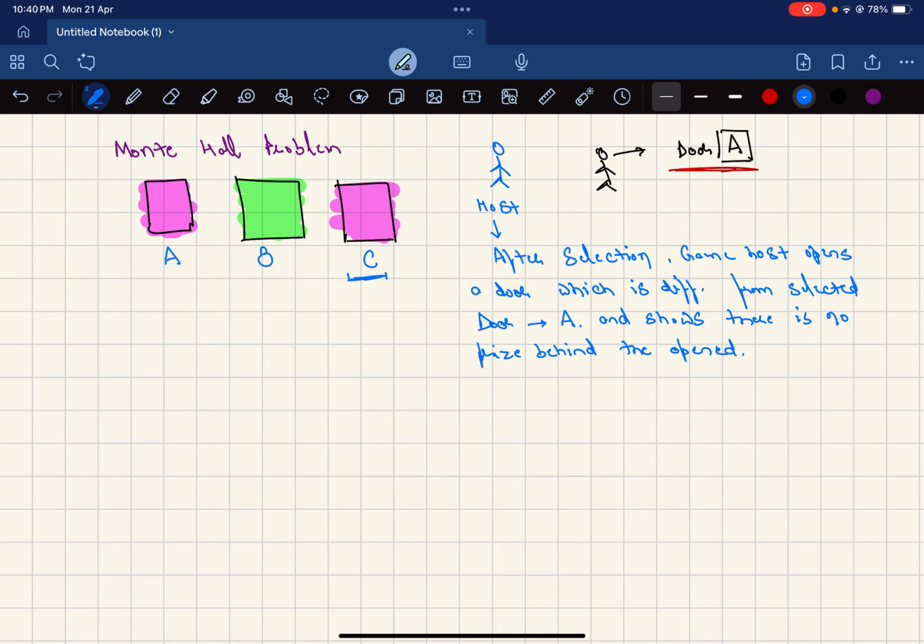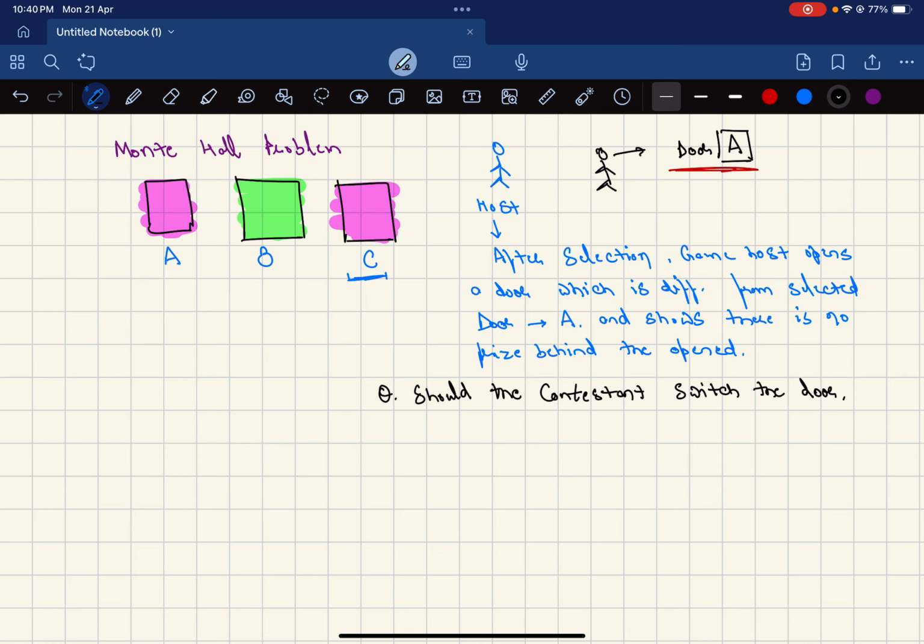And if no switch is made, then he still sticks with his earlier door, which is A in this case, and whatever the prize is behind door A, that would be the prize of the contestant in that particular case. Now the question comes here: should the contestant switch the door?